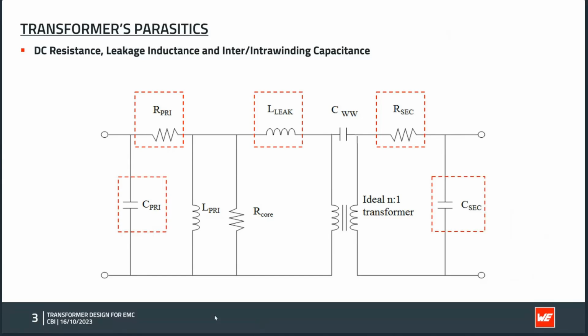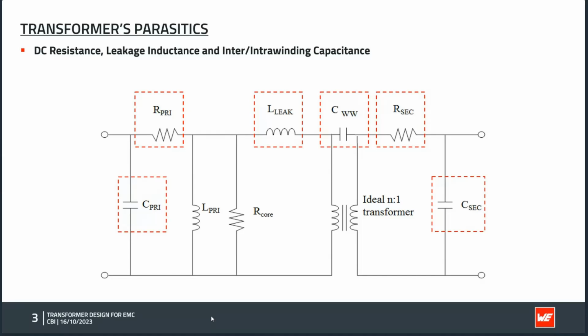Then we have the intra-winding capacitance. This capacitance exists on both sides, on the primary and on the secondary. And it defines how strongly the individual turns inside one winding couple to each other. So depending on how it is wound, in one layer or in two layers, or maybe even more layers, the capacitance of each winding can change dramatically. And then we have the interwinding capacitance, which is shown here as the capacitance between primary and secondary.